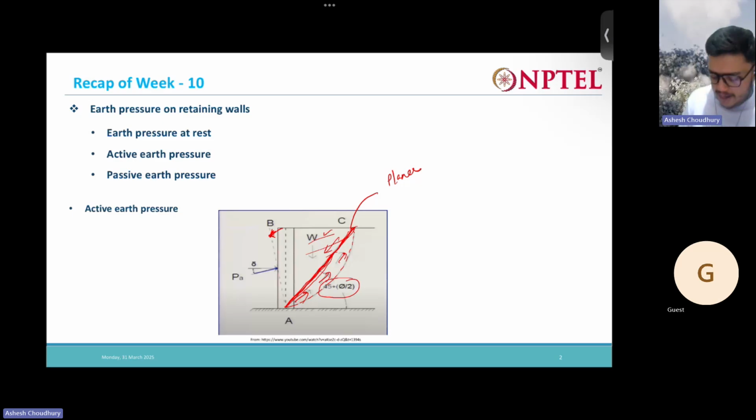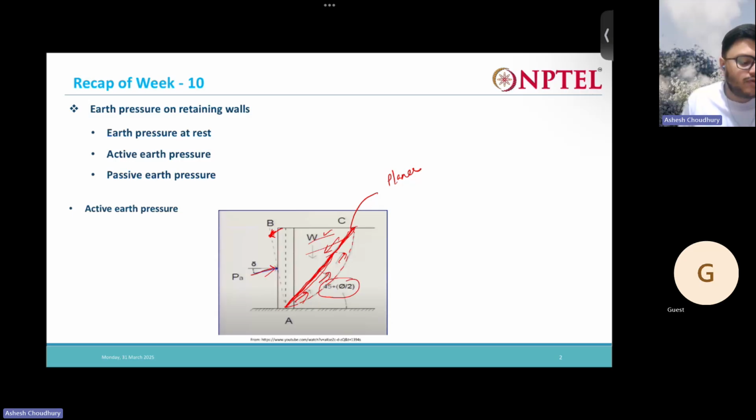Okay, and also PA is nothing but our active earth pressure, that is resisting the earth pressure that is acting, and it makes an angle delta with the horizontal.